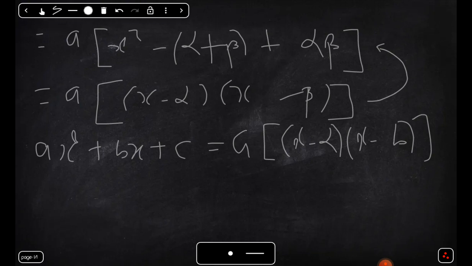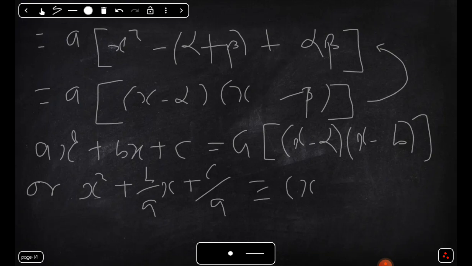So now, we can also rewrite this so that it is of the form dividing through by a. We have x squared plus b over a x plus c over a, which is equal to x minus alpha, x minus beta. So now, how is it equal to?